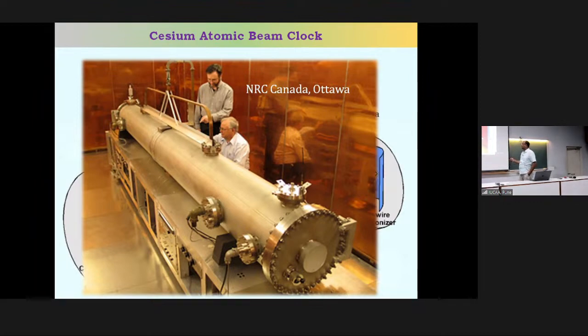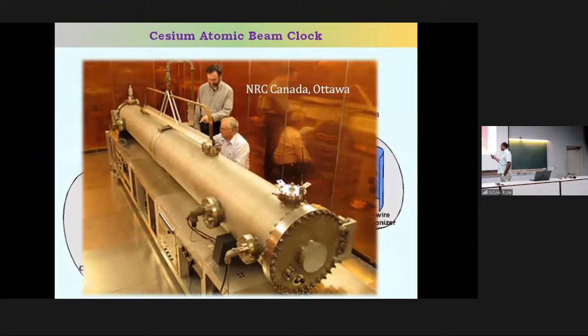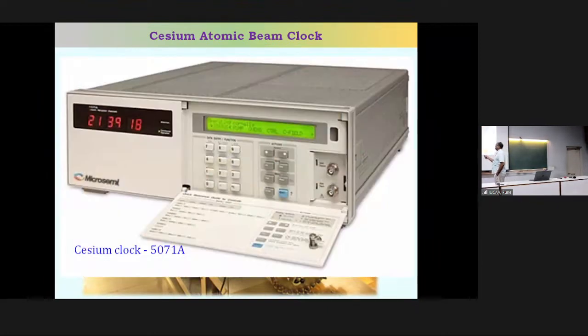Earlier, people started making this kind of very long tube and so on. I'm not going into those details because it will take further time. It's actually pretty old, from 1955, so almost 50, 60, 70 years old technology. Nowadays you can get it in a very small package, about the size of a computer CPU or something like that. These are called commercial cesium clocks, which operate at room temperature, and the fractional accuracy of this is 10 to the power minus 14.